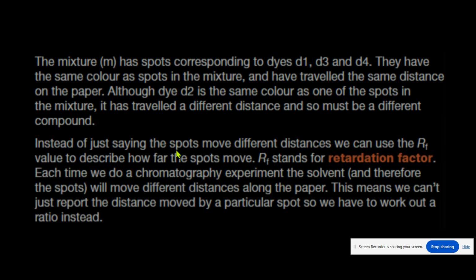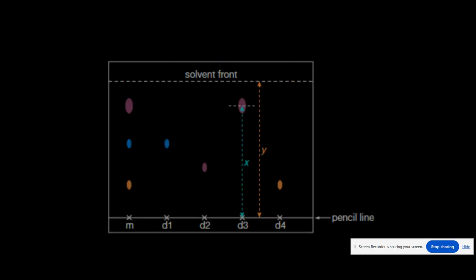Instead of just saying the spots move different distances, we can use the Rf value to explain how far the spots move. Rf stands for retardation factor. Each time we do a chromatography experiment, the solvent will move different distances along the paper. This means we can't just report the distance moved by a particular spot, so we have to work out a ratio instead. What this is saying is when we do this experiment multiple times, maybe the time we put this paper in the water is different.